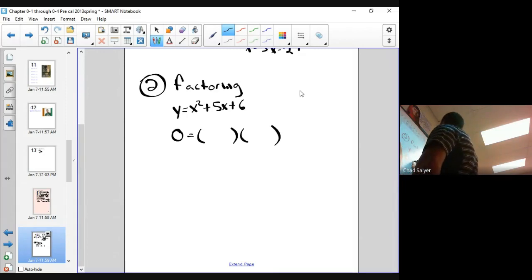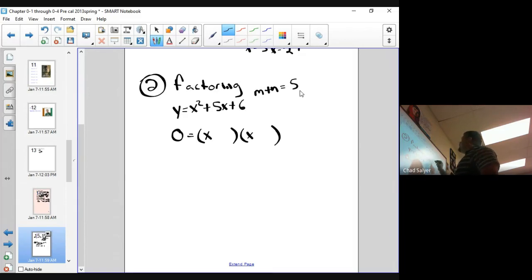And then I'm looking for, I'm going to put x here and here. I'm looking for two numbers that add up to 5 and multiply together to make 6. So just to be clear, m plus n needs to equal the b value, which in this case is 5. And m times n needs to equal the c value, which is 6. So that's going to be +2 and +3.